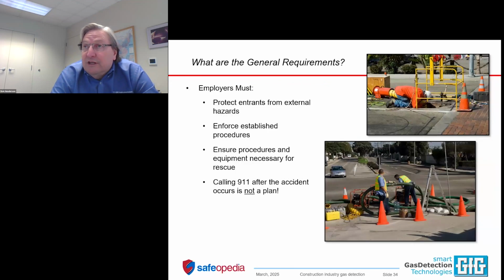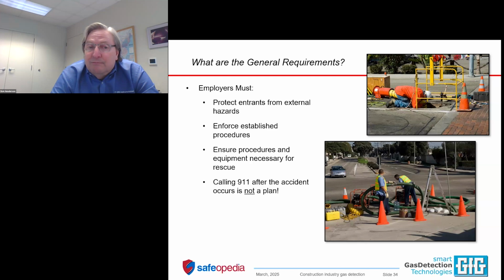You don't want to leave the danger in place waiting to bite somebody when you can permanently eliminate the danger and not have to consider it in the future. Employers must protect the entrance from external hazards, hence my listing barricades and equipment to prevent stuff from falling into the confined space.